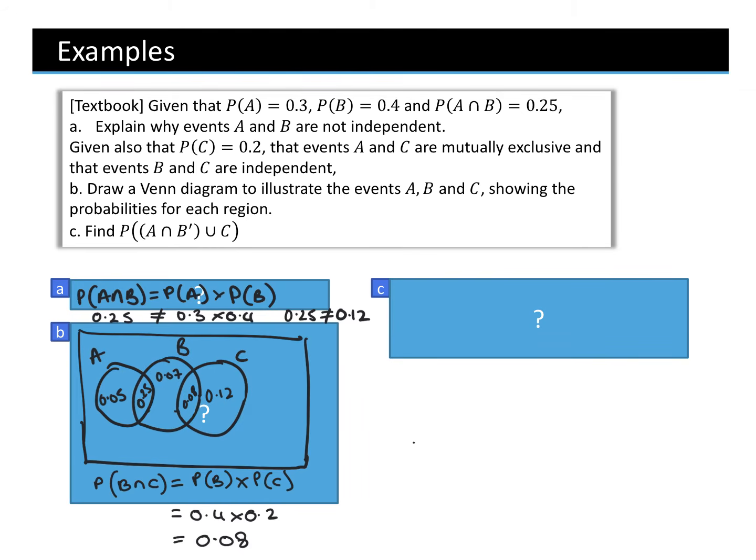Okay? The whole of the probability should add to 1. So when I add all these up, I get 0.57. So that means on the outside it's 0.43. So then, it says find the probability of A intersection B dash union C.